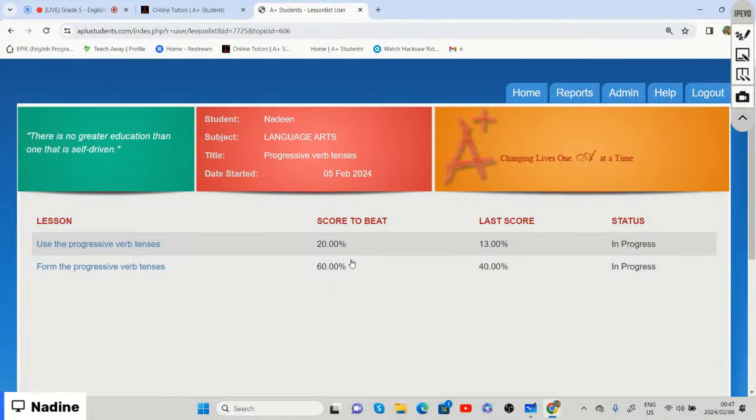All right. So that is the end of our lesson on progressive verb tenses. Progressive verb tenses basically refer to actions that are either taking place now, in the present, in the past, or will be happening in the future, right? And when it comes to progressive tenses, it means that it is ongoing action. So we add ing to our verb, right? All right, so that is the end of our lesson, grade 5.